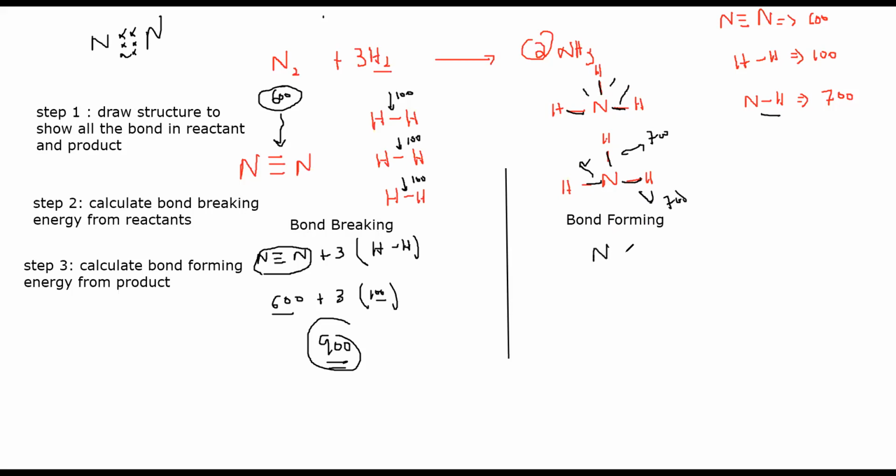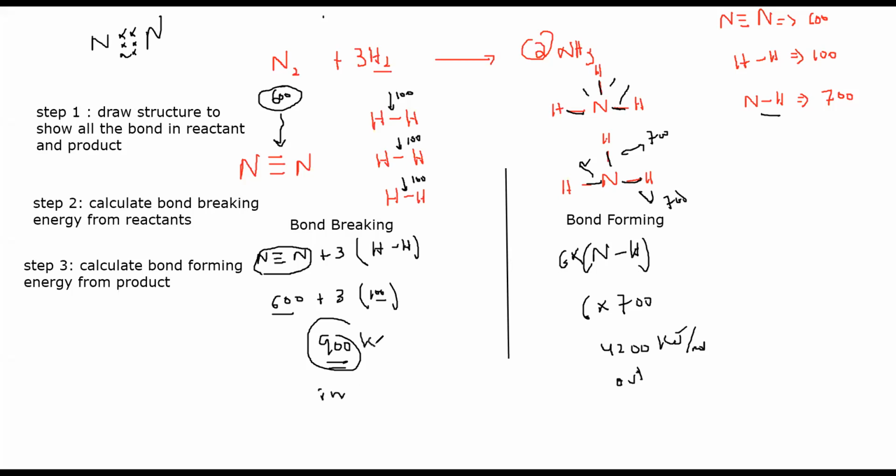So how many NH bonds are there? There are 6 NH bonds. 1, 2, 3, 4, 5, 6. So this will be multiplied by 6. So each NH bond is 700. So 7 multiplied by 600, it will be 4200 kilojoule per mole. So this is the energy which is given out and this is the energy which is taken in.